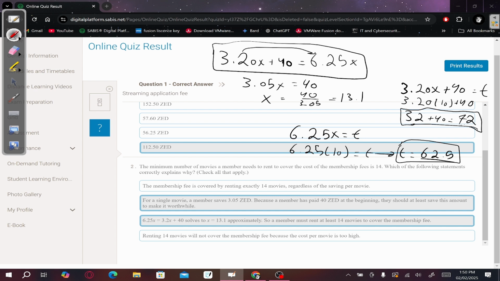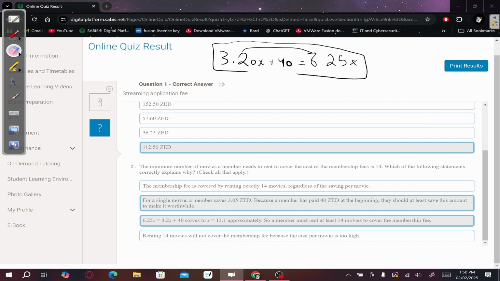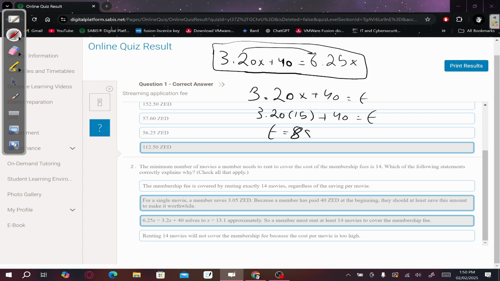So essentially, what I want to do is rent over the cost. Let's see, if I wanted to rent, for example, 15. If I were to rent 15, we're gonna substitute 15 into the membership first. So 3.20x plus 40 equals the total cost. So 3.20 times 15 plus 40 equals the total cost. So we're just gonna do this on a calculator. Times 15 plus 40, 88. So the total cost for 15 movies as a member is 88 zats.